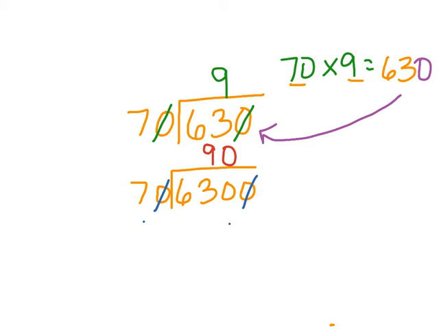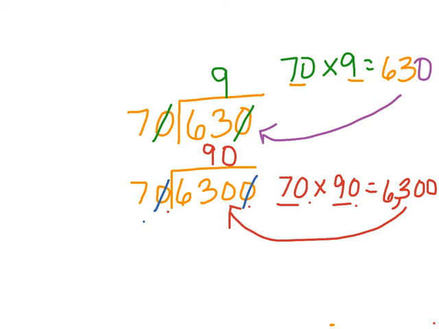So again, I can check myself. You can always check your division with multiplication. So I'm going to multiply the quotient times the divisor. So let's see, 70 times 90. 7 times 9 is 63. And then I had 1, 2, 3 zeros. Or I'm sorry, I have 1, 2 zeros. So 1, 2. And yep, I got 6,300, so I was correct.